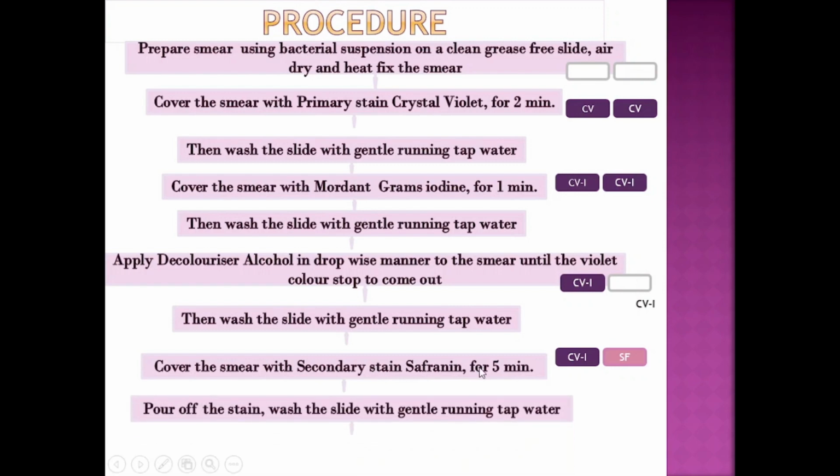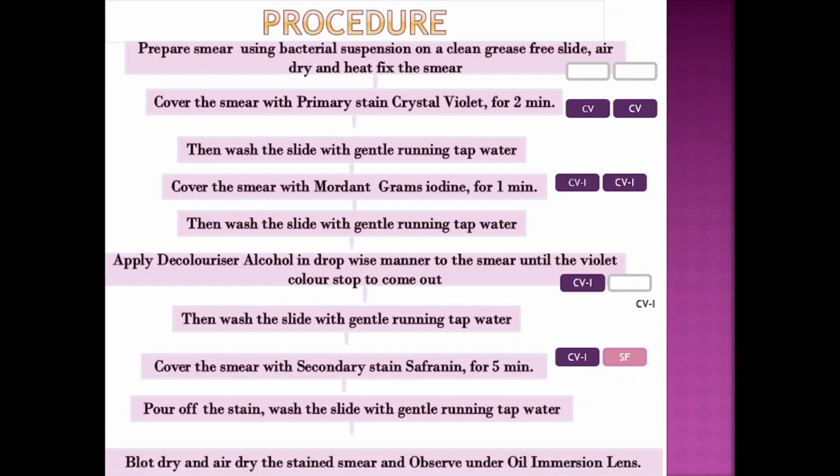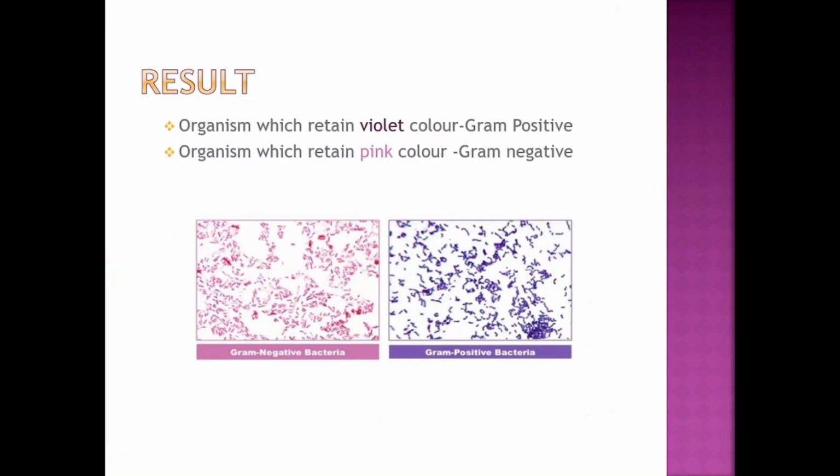After that 5-minute treatment of safranin, pour off the stain, wash the slide with gentle running tap water, and blot dry the slide. Then air dry the stained smear, put a small drop of immersion oil, and observe the slide under the oil immersion lens. The purple colored cells are the gram positive cells, whereas the pink colored cells are the gram negative cells. So how could you interpret the result of gram staining?